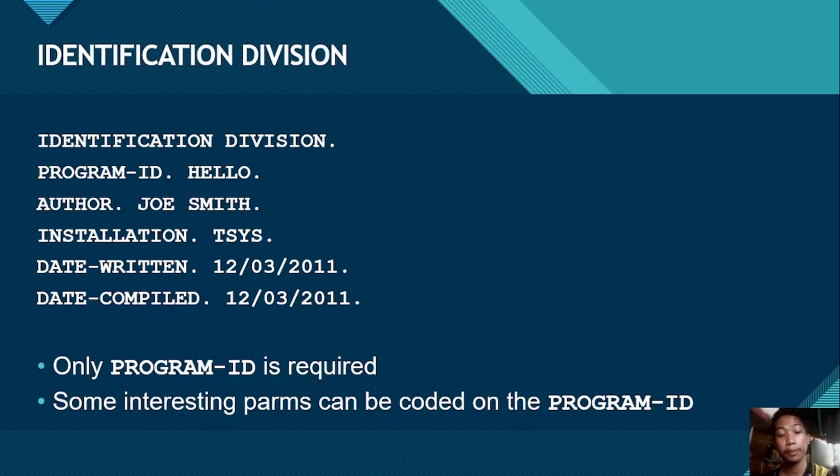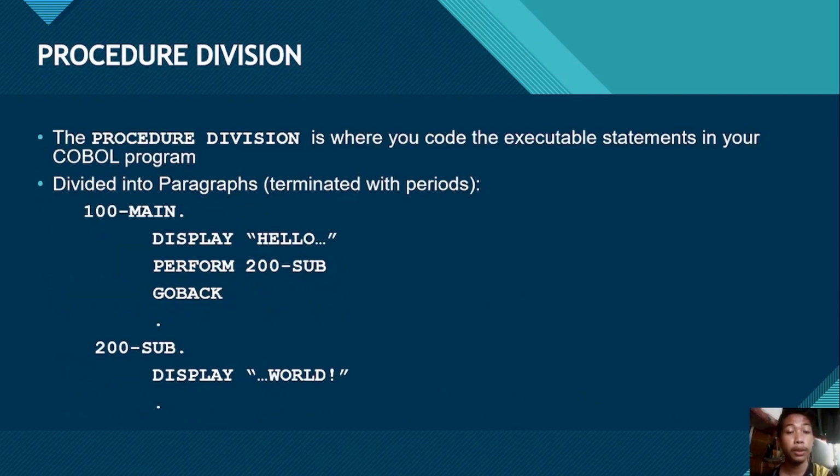Some interesting terms can be coded in the program ID. So the program ID is like a class, and hello is maybe your file name or the class name of your program. The procedure division is where you code the executable statements in your COBOL program. It is divided into paragraphs terminated with periods. So 100-main, then display hello, perform 200-sub, then go back.